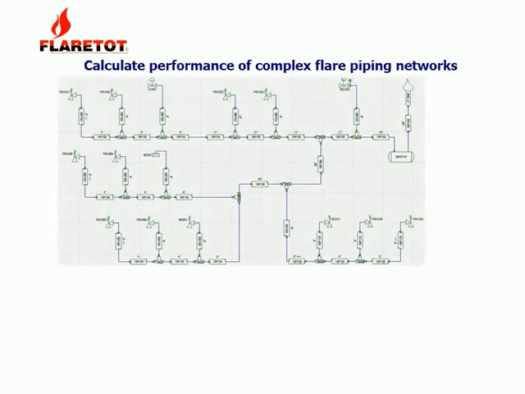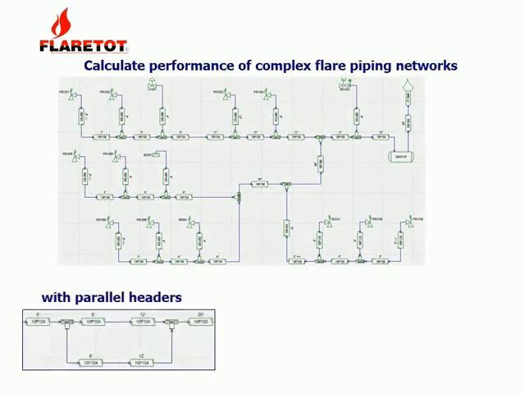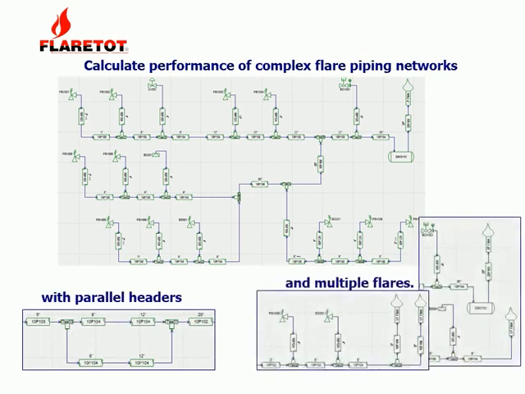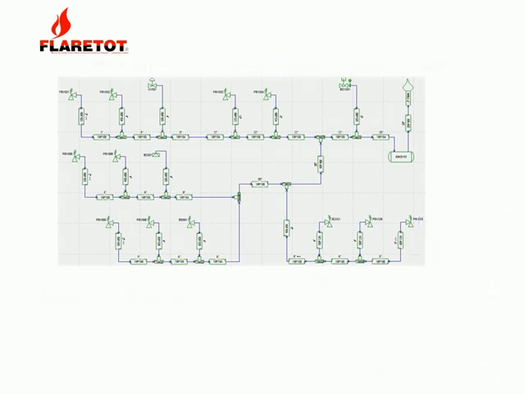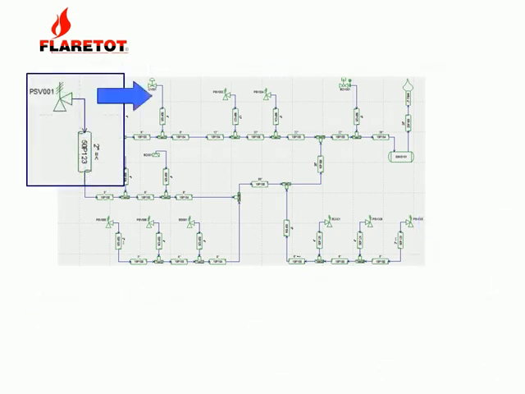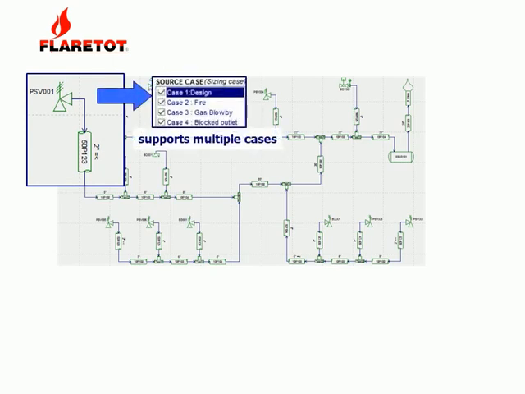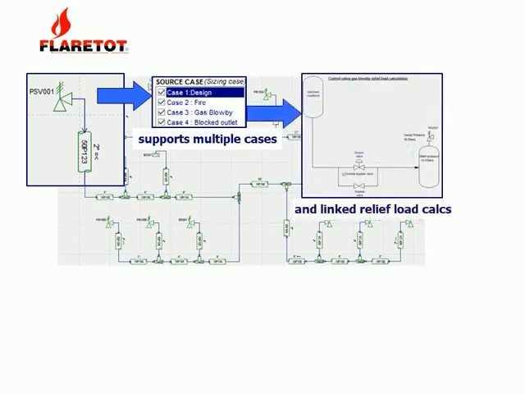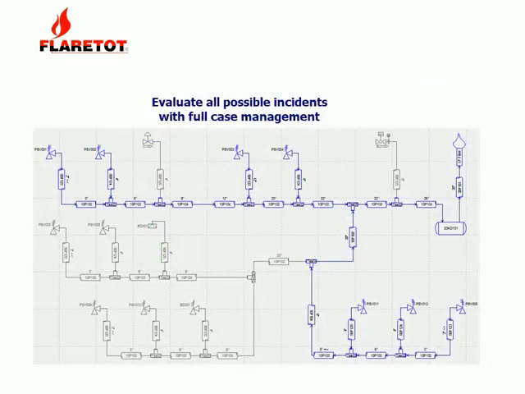You can calculate performance of complex flare piping networks, including parallel headers and multiple flares. The flare loading from each protection device connected to the flare allows for multiple cases. Data for these cases can be easily calculated using comprehensive linked relief load calculations. The network loading and behavior can then be evaluated for all possible incidents using full case management.